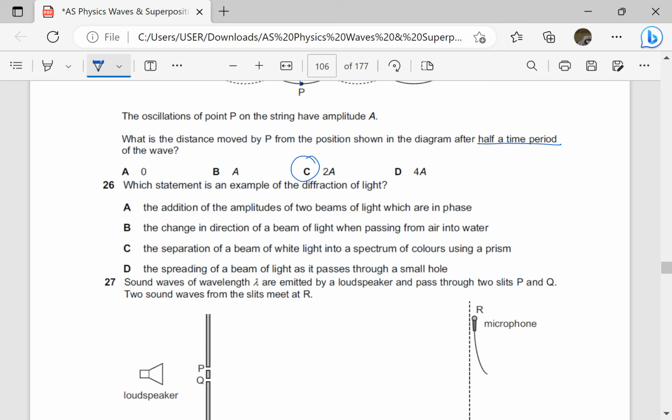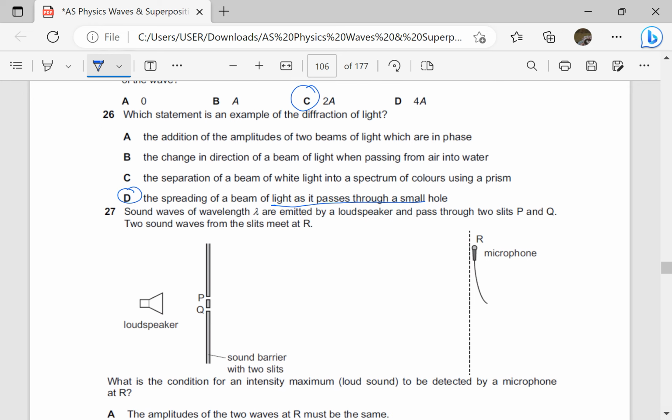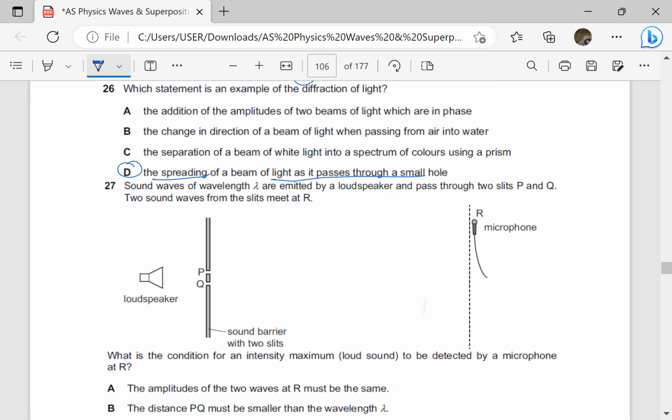The spreading of a beam of light as it passes through a small hole. So that will be diffraction. It must be passing through a narrow slit or around an edge, not passing through a prism. So the answer is D. Spreading, actually, not separation, spreading.